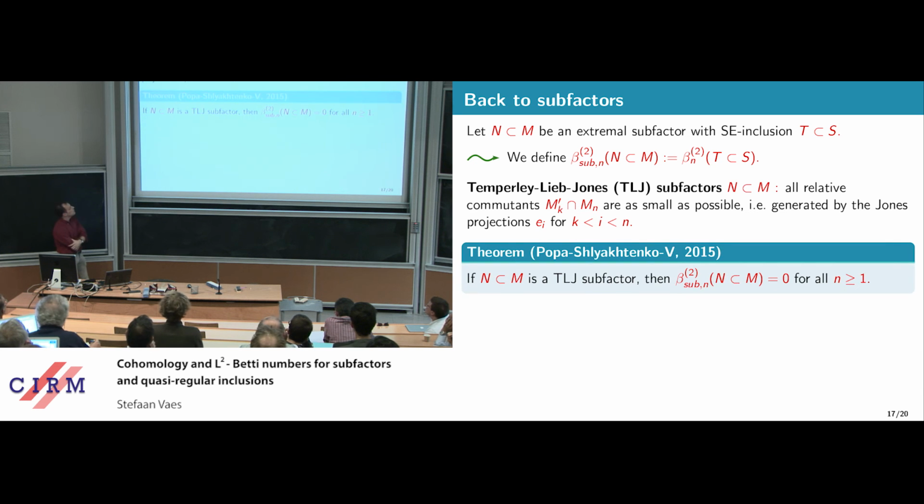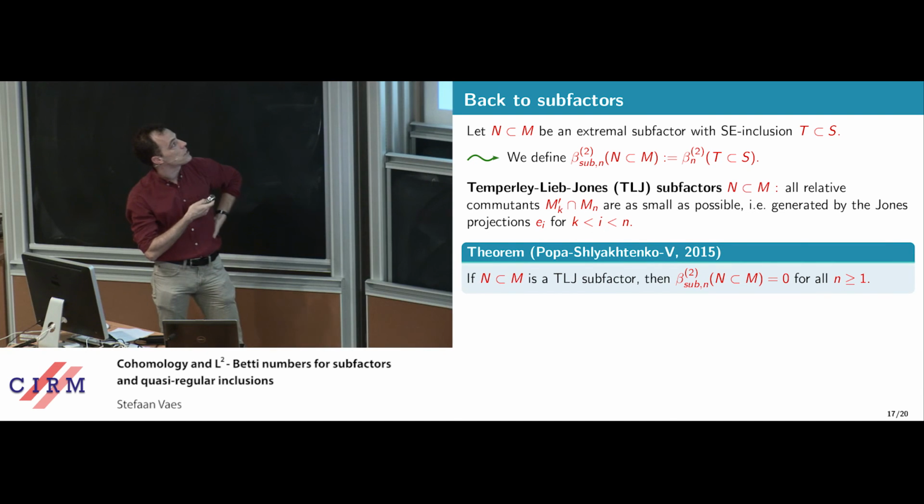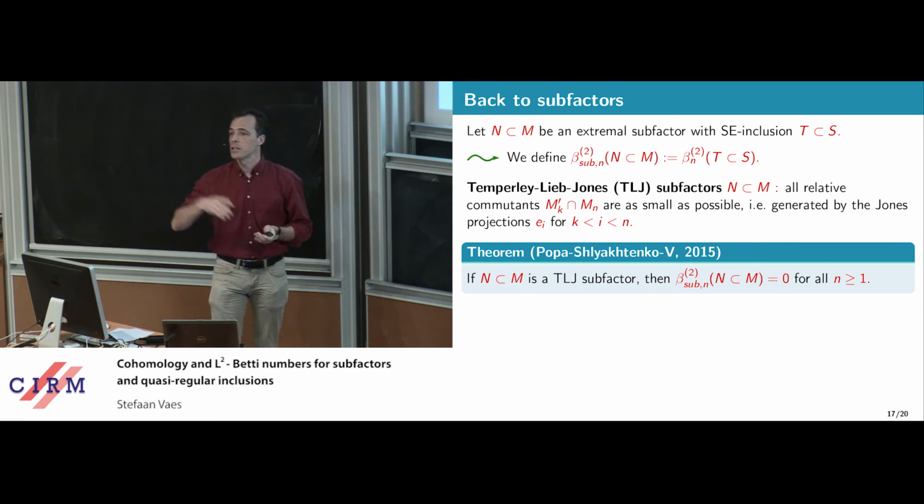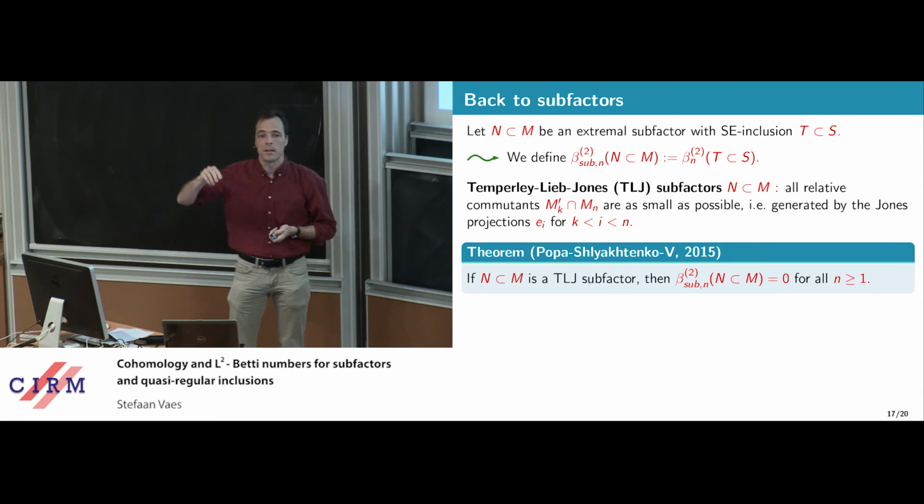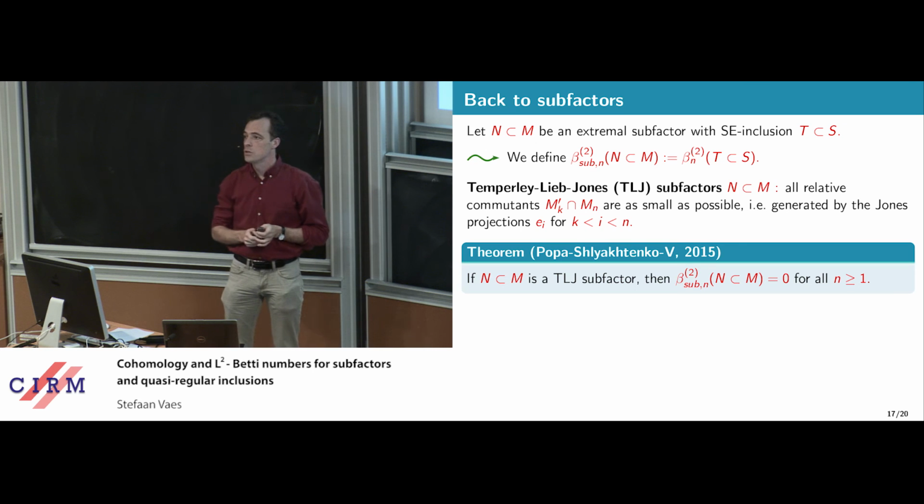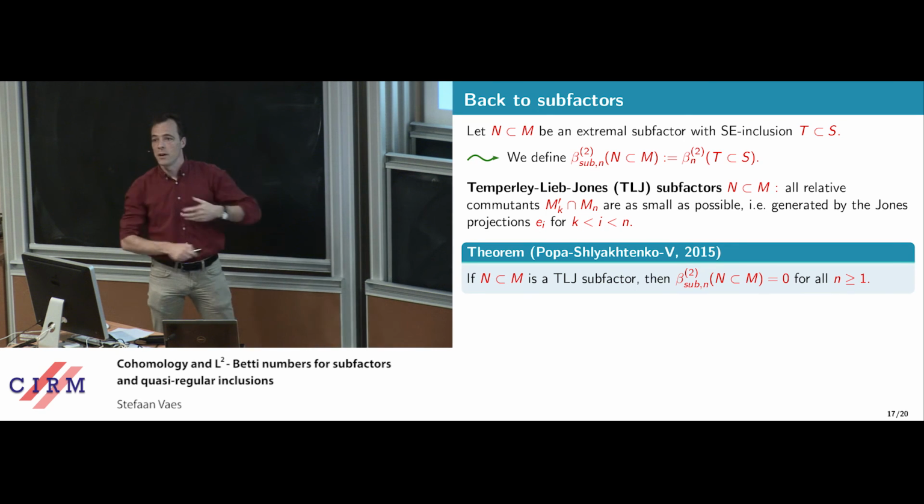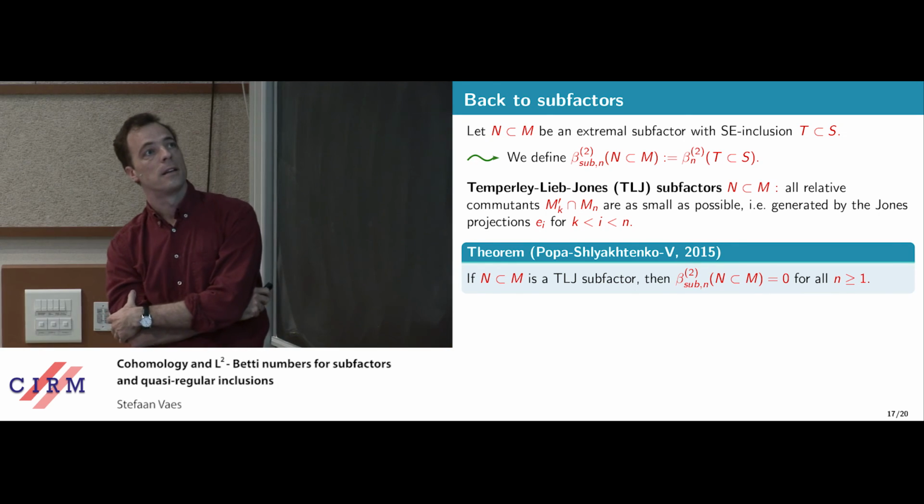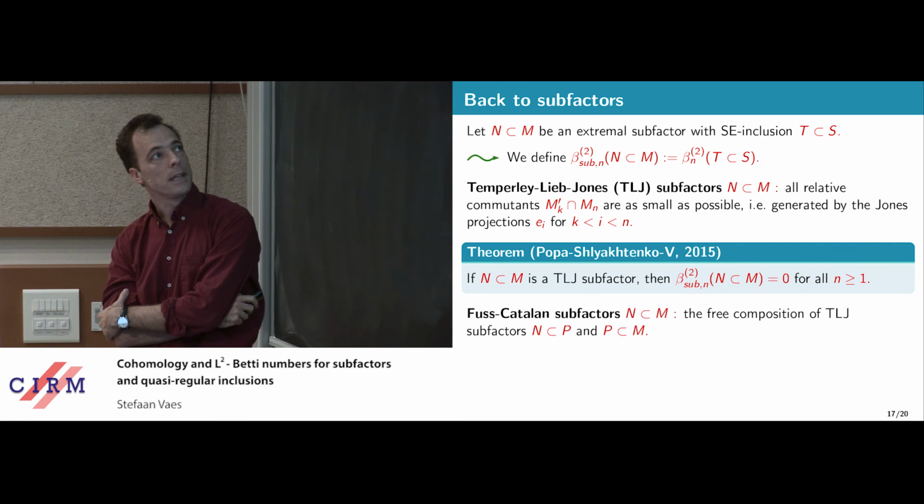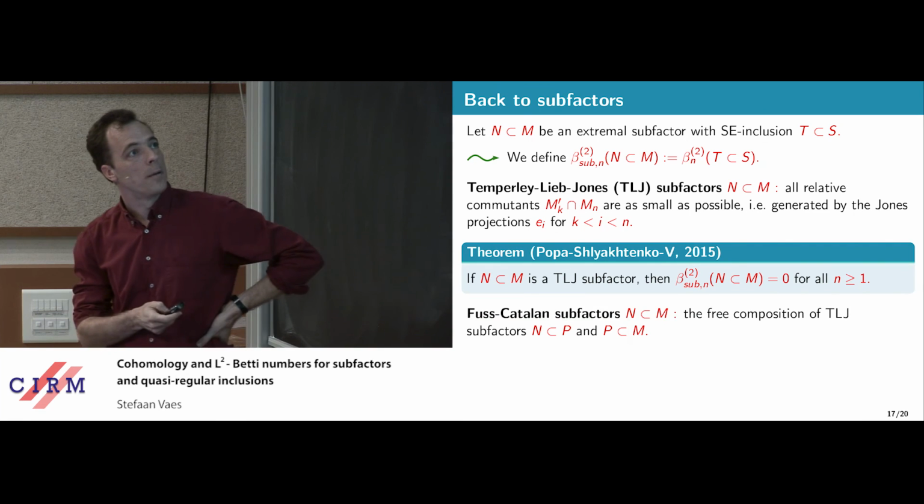So then the next theorem that we proved is that if you take such a Temperley-Lieb-Jones subfactor, then all Betti numbers vanish. And well, what happens with the zeroth Betti number, I didn't tell you, but that's another sign that the theory works, because the zeroth Betti number is just the inverse of the index. So usually you have infinite index inclusions, and then it's 0. Yeah?